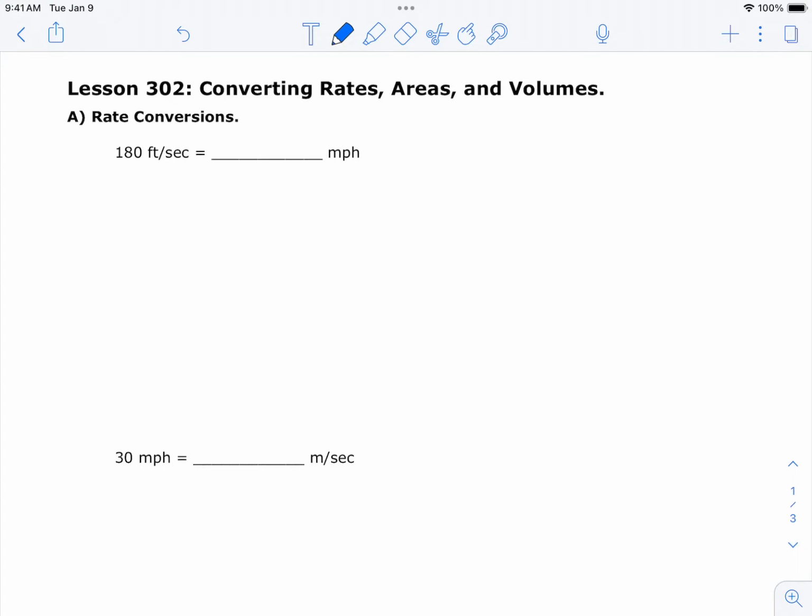In the last lesson, we had that nice table of conversion factors. 1 mile is 5280 feet and so on. I want you to have that out, please, because we're going to be referring to that table in this one.